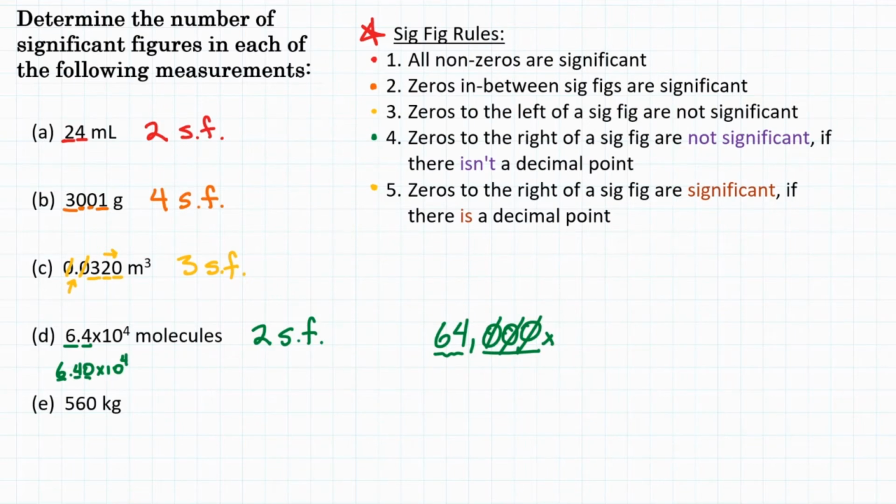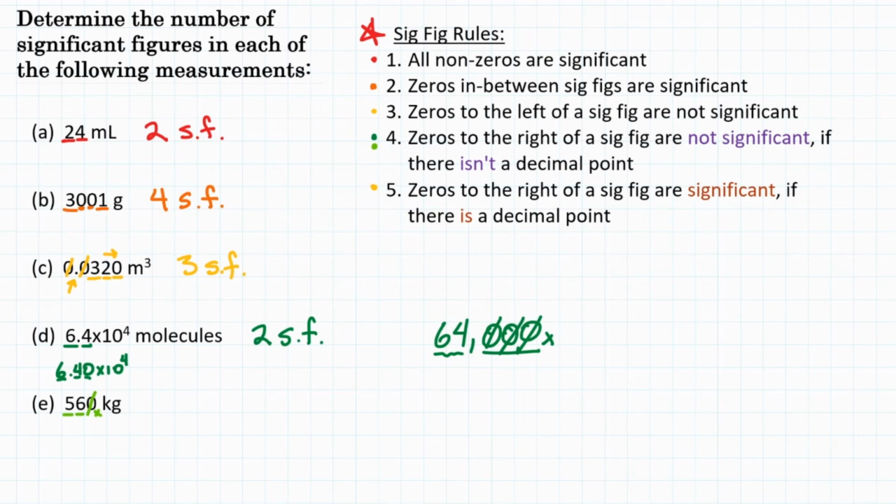All right, last question, 560 kilograms. Well, we know the 5 and we know the 6 are both significant because they're not zeros. So what about that 0 to the right? There is no decimal point, so that would mean that we are looking at rule number 4. Zeros to the right of a significant figure are not significant if there isn't a decimal point. Okay, we did not write a decimal point right there. Okay, there is none. So that 0 is not significant.